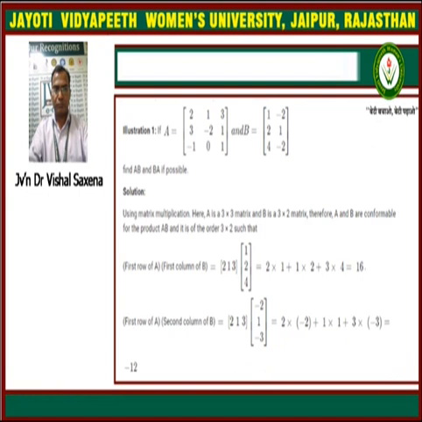And how can we multiply? Now we see here this. First of all, we have to take the first row of the matrix A, that is 2, 1, 3, and we have to multiply this row by the first column of the second matrix, that is 1, 2, 4. So these are to be multiplied: 2 into 1 plus 1 into 2 plus 3 into 4, that is equal to 16.